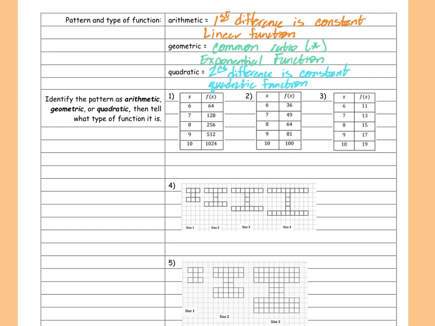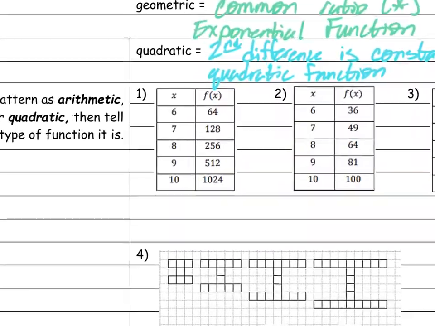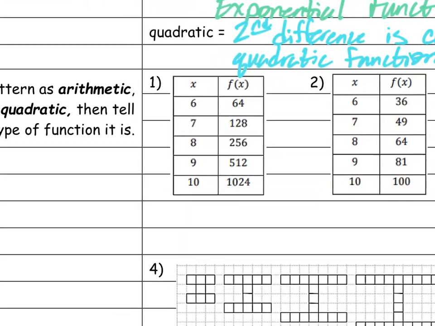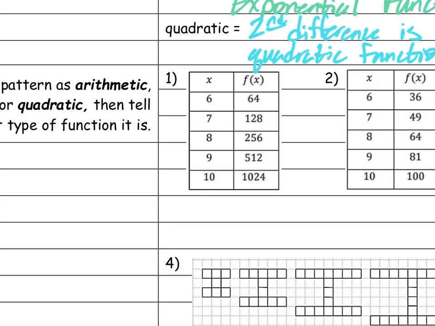So you need something to organize your data. If we look at this table here, I'm going to zoom in. We're just looking at this one, number one, right? So am I adding the same thing every time? No, right? Because obviously it's getting much, much bigger. So I'm not adding, which means it's not linear. It's not arithmetic, right? So am I multiplying by the same number every time? And how do you tell?